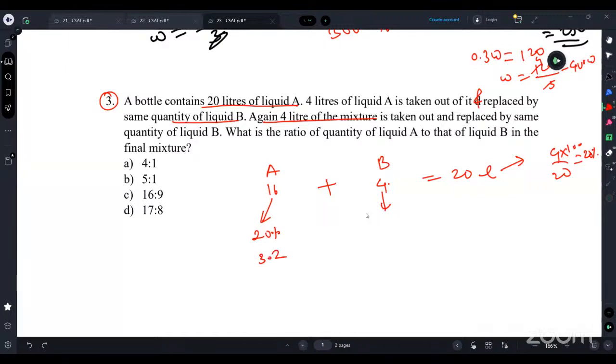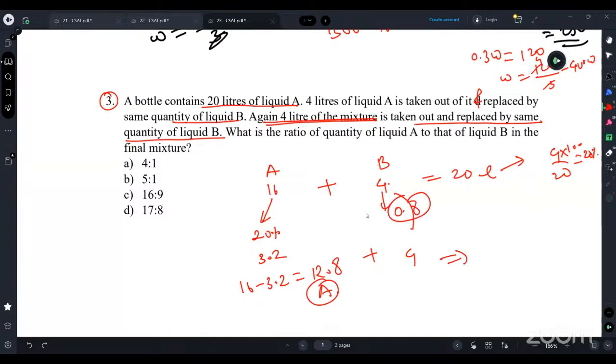So what is remaining now, guys? Remaining will be 16 minus 3.2, which is 12.8. So 12.8 liters of liquid A you have here, right? Now again, you are taking 4 liters of mixture out, and you are again replacing it by the same quantity of liquid B. So basically, you are again adding 4 liters of liquid B. So earlier it was 4, some of it must have come out, so it will be 0.8, right?